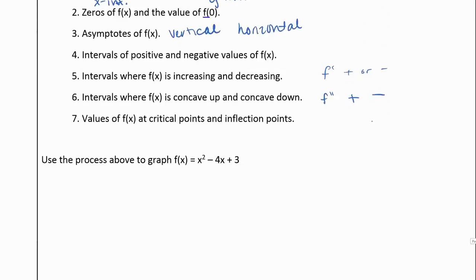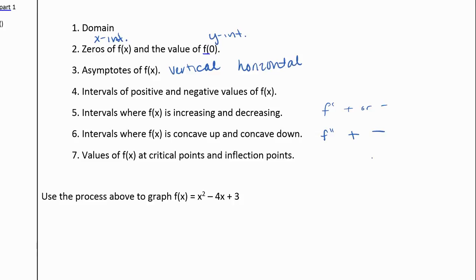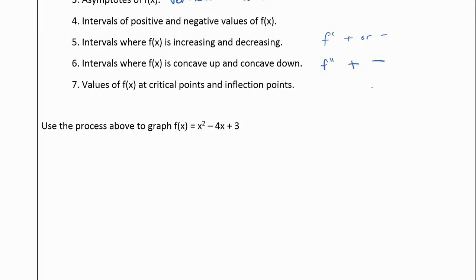Okay, so let's use this process with a relatively simple one, and in the next video we'll do some more complex examples. So first we want the domain. So here our f of x is x squared minus 4x plus 3, which is a polynomial, so our domain is all real numbers.